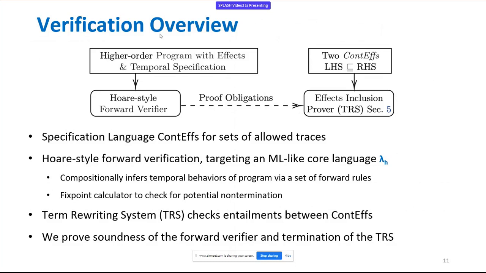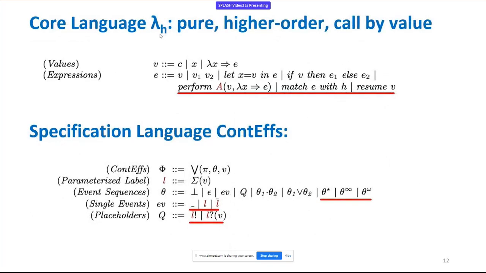So I'll start by covering the core language really quickly and then show some examples of verified programs. So the core language we target is a very standard ML-like call-by-value lambda calculus. It has 3 effect-related primitives: we can perform an effect, we can handle effects, and we can resume continuations.